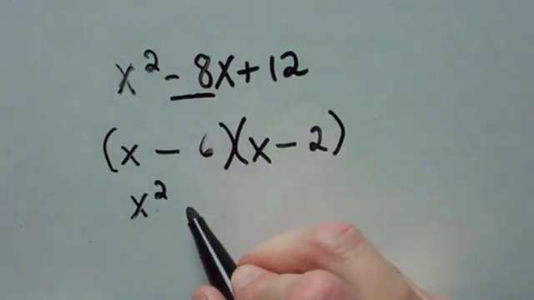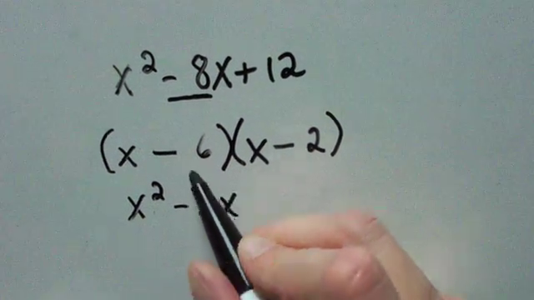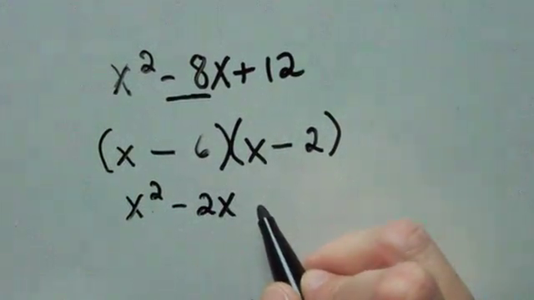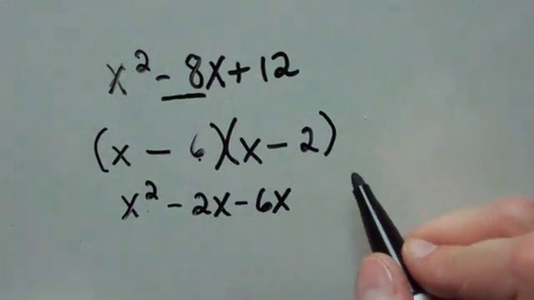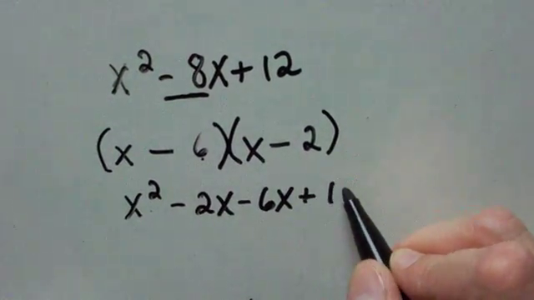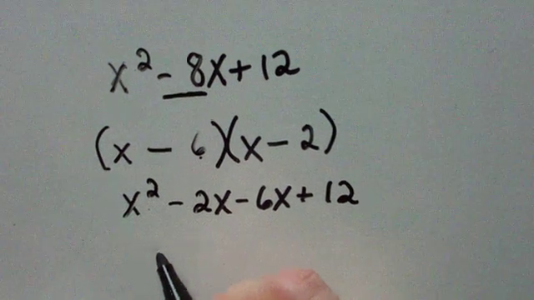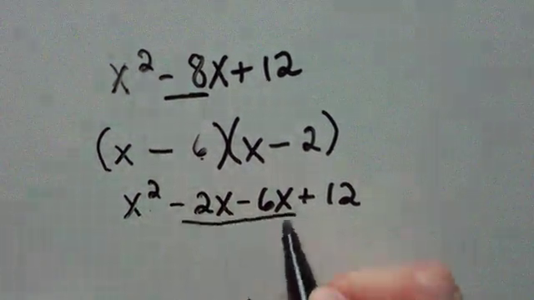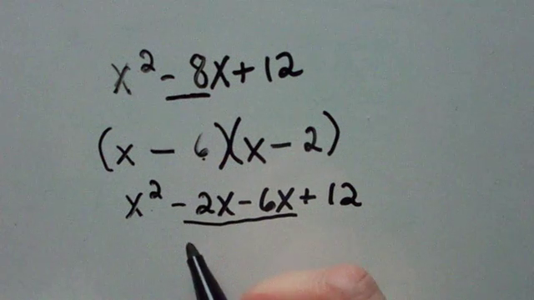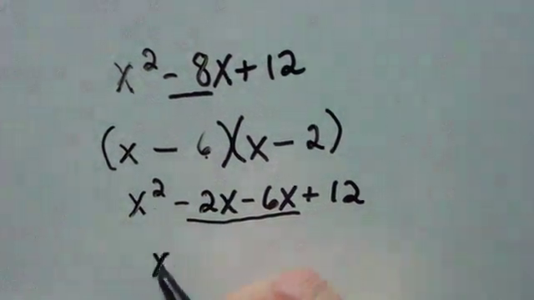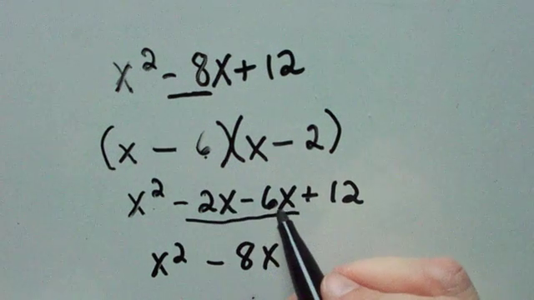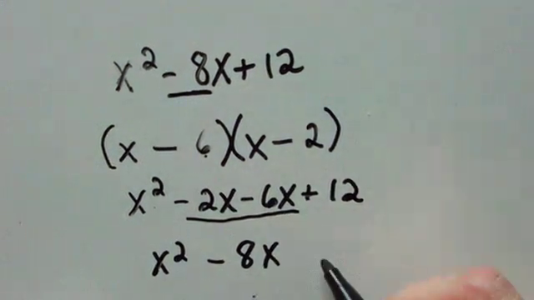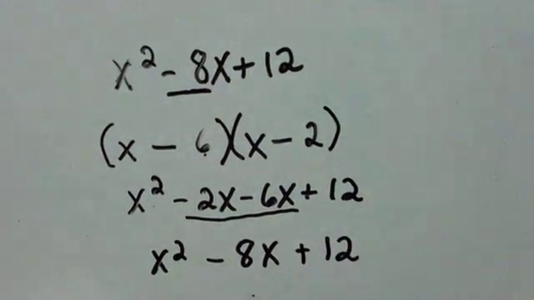First, x times x, x squared. Outside, negative 2 times x, negative 2x. Inside, negative 6 times x, negative 6x. And last, negative 6 times negative 2 is positive 12. Let's check it. Let's add our like terms. X squared minus 8x, negative 2x plus negative 6x is negative 8x, plus 12.